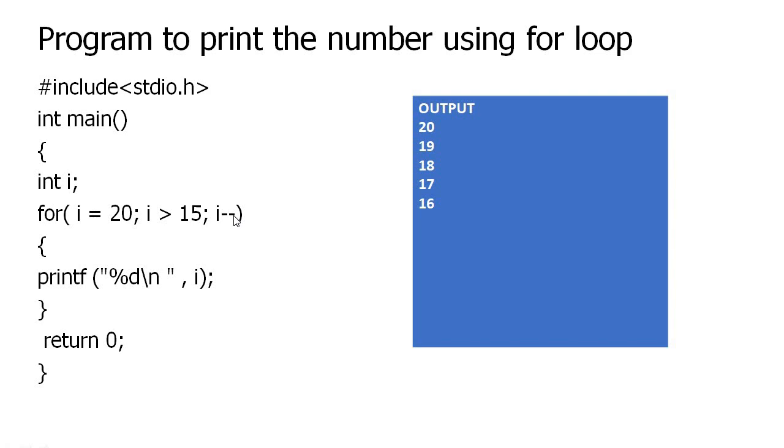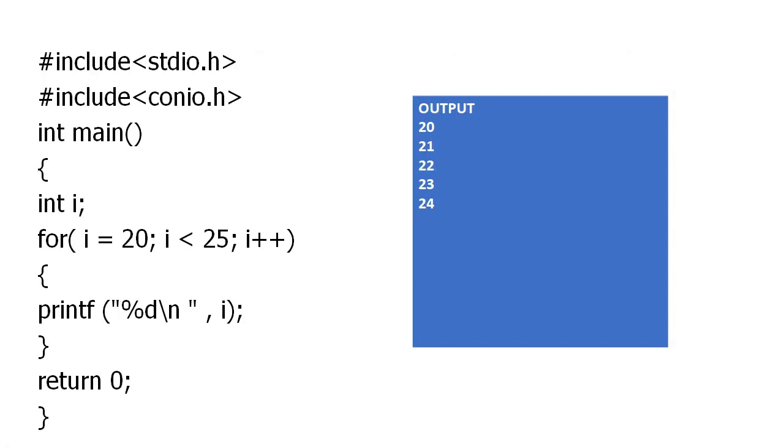Now again I'll check the condition: whether 19 is greater than 15. Yes, it's true, so again I'll print the value of i. Again I'll decrement the value to 18 and check the condition. I'll print it. Now I have decremented to 17, I'll check the condition and print it. Suppose now the value is 15, I'll check whether 15 is greater than 15. No, it's equal, so the condition is false. So I will move out of the loop. There is nothing outside the loop. So my output will be 20, 19, 18, 17 and 16.